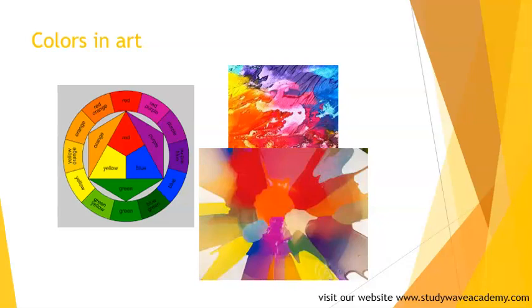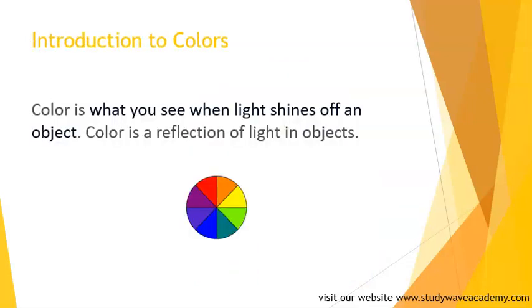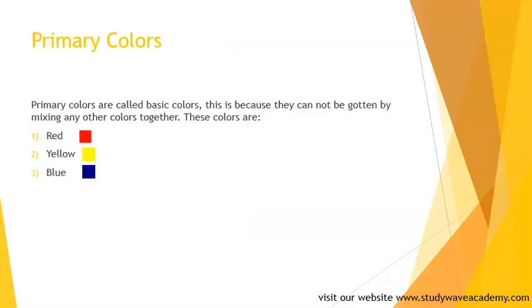So at the beginning of our lesson, we talked about color, and we said color is what? It is a reflection of light in an object. Any object that has light has color, right? Then we talked about primary colors as red, yellow, and blue. They are the basic colors. You can't mix any two colors to get red, you can't mix any colors to get yellow, and you can't mix any colors to get blue. They are primary colors because no colors can be mixed together to get them, right?